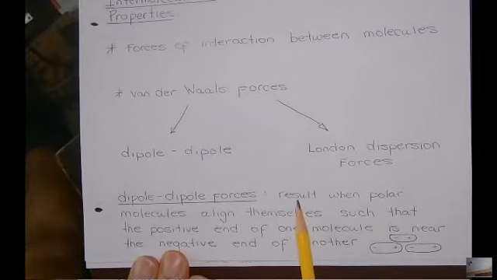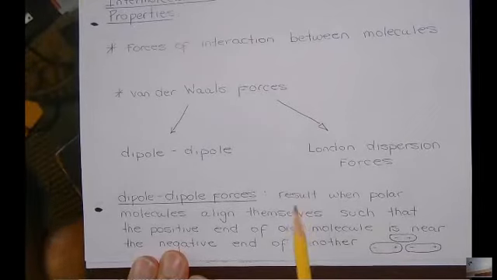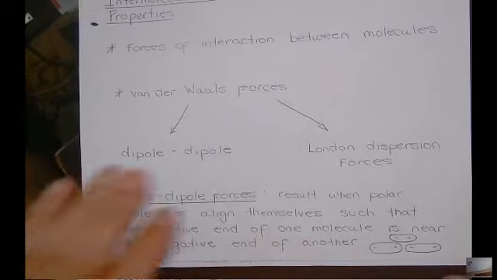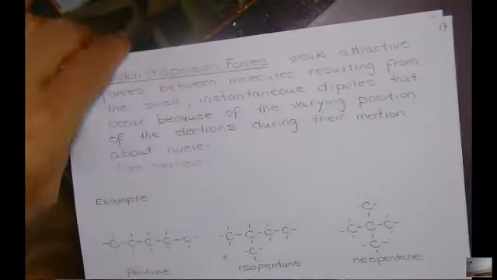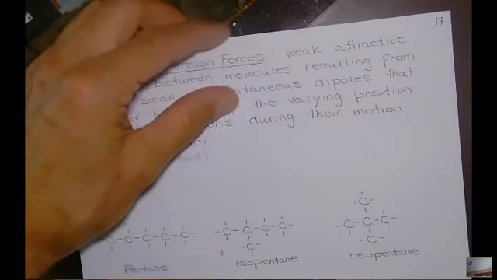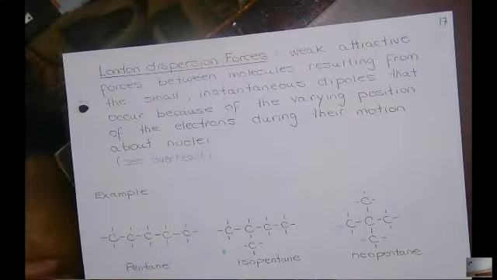So let's read this. Dipole-dipole forces result when polar molecules align themselves such that the positive end of one molecule is near the negative end of another. London dispersion forces are much, much weaker. They're simply weak attractive forces between molecules that result from small instantaneous dipoles that occur because of the varying position of the electrons during their motion about the nucleus.